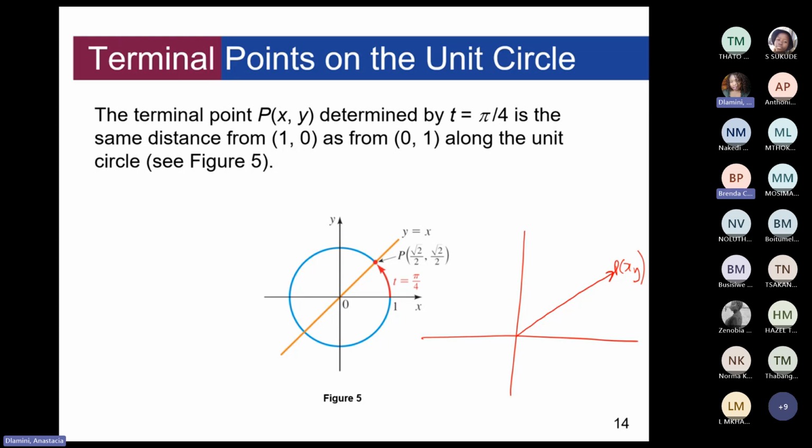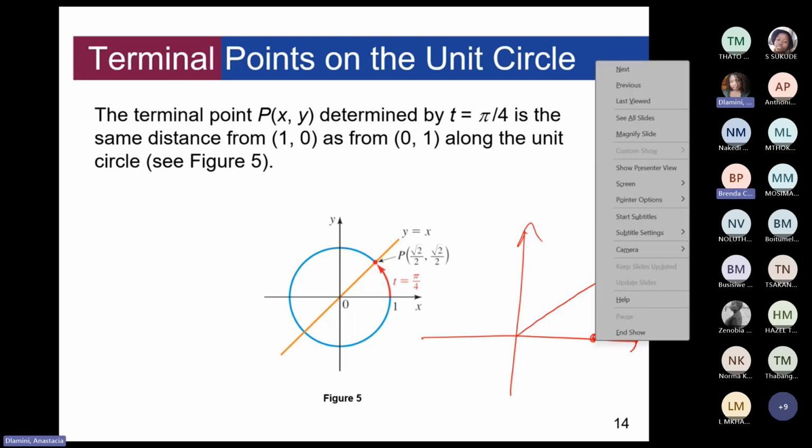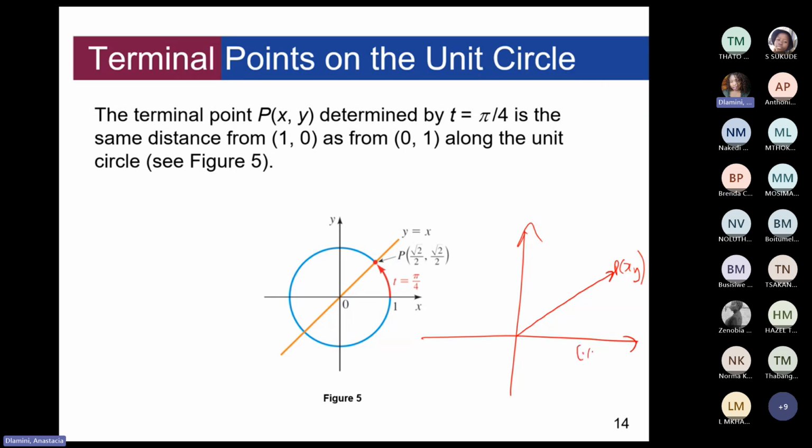Are we together? Yes, ma'am. So they're saying the terminal point determined by pi over 2 is the same distance from this point here, which is 1 and 0. So this distance to this point and this distance to this point are the same. That's what the statement is saying.